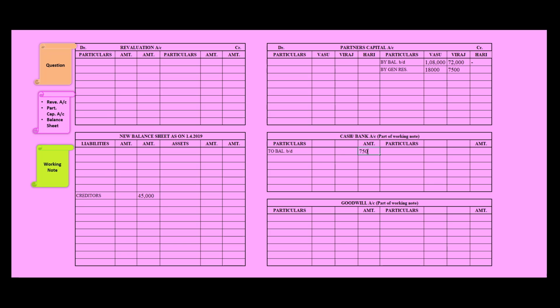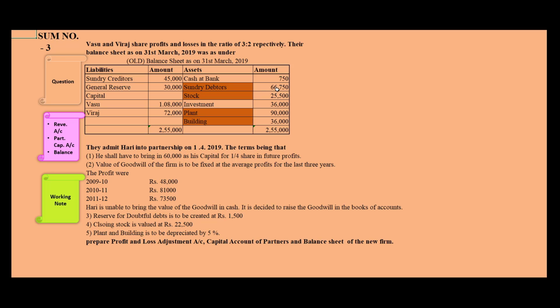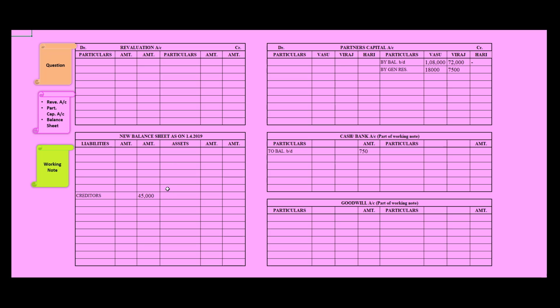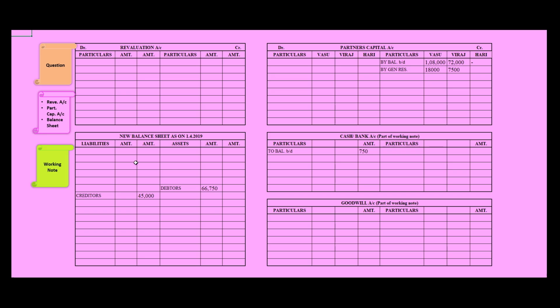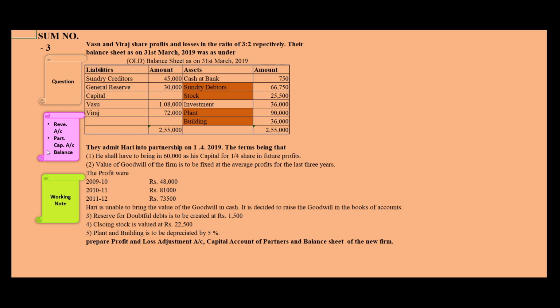Here I'll write 750. Sundry debtors inner column में 66,750. यहाँ पे लिखेंगे करंट एसेट है, ऊपर फिक्स्ड एसेट लिखेंगे. डेटर्स 66,750. स्टॉक इनर कॉलम 25,500. ये भी करंट एसेट है. स्टॉक 25,500.